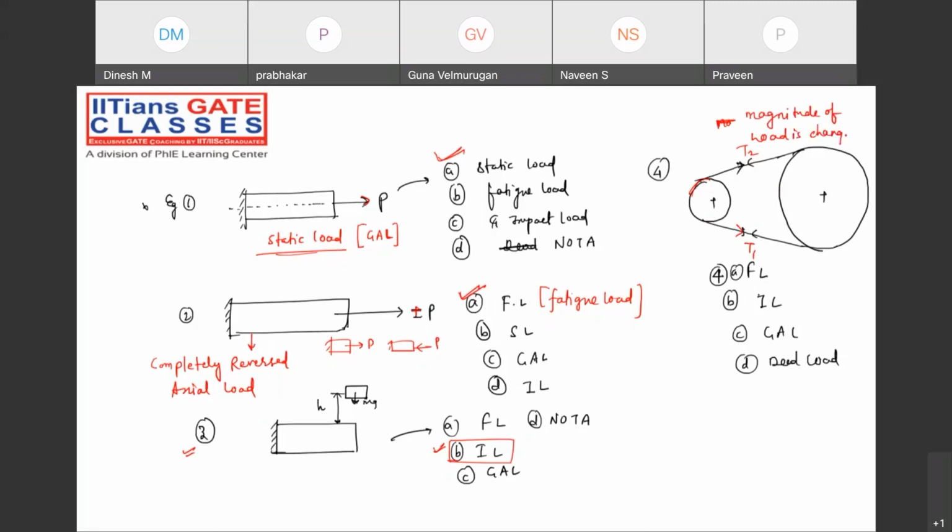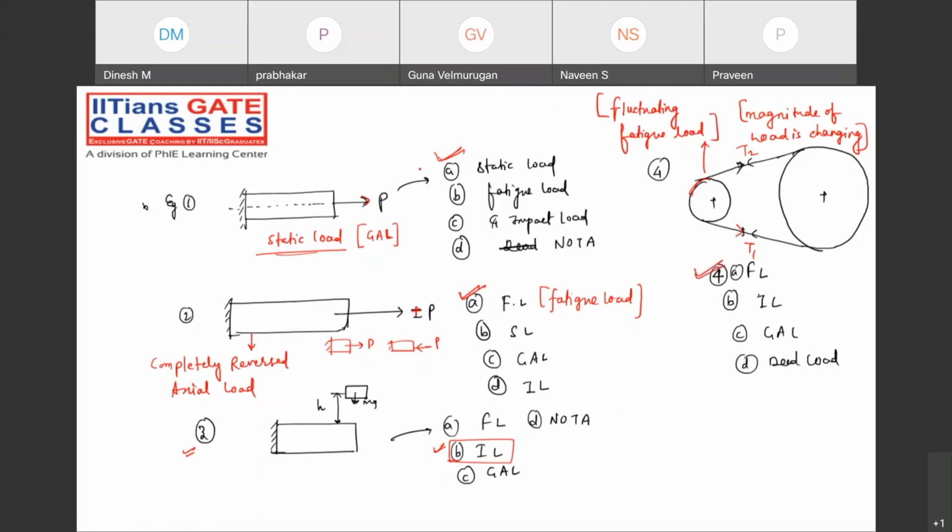Here the magnitude of the load is changing with respect to time. Check it out. I said that whenever the magnitude or direction or both change with respect to time, we say it's simply fatigue load. And one of the classifications is what? Fluctuating fatigue load. Note down. Fluctuating fatigue load. All of you are understanding what we are talking about? Tell me, guys.